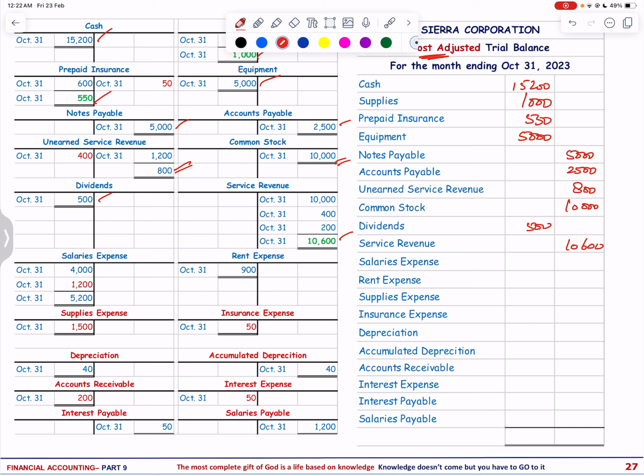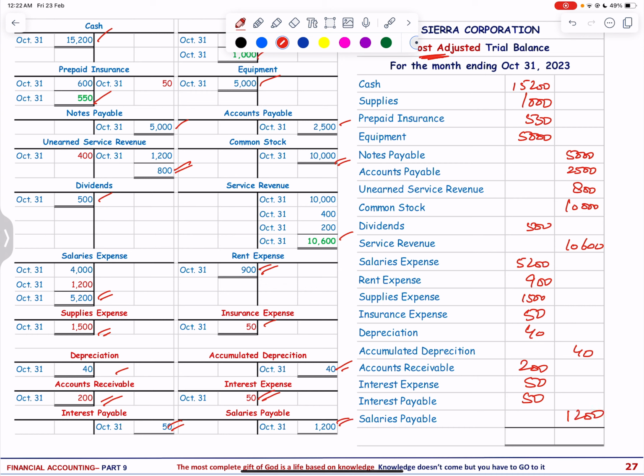Then we have salaries expense 5,200. Rent expense 900. Then we have supplies expense 1,500. Then we have insurance expense 50. Depreciation is 40. Accumulated depreciation is 40. Credit accounts receivable debit. Interest expense 50. Interest payable is 50. And salaries payable is 1,200.